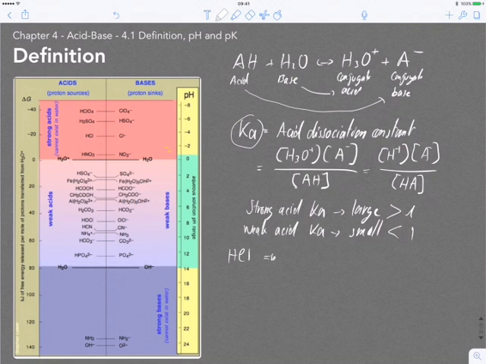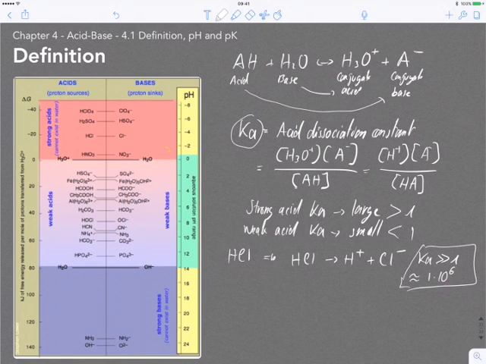that will have this relationship here. HCl will give you H+ and Cl-. The Ka value for this relationship is way larger than 1. It's actually around 10 to the power of 6. That means a very high value here. So that means that you cannot have HCl in solution. All of that will be moving toward forming hydronium and Cl- in solution.